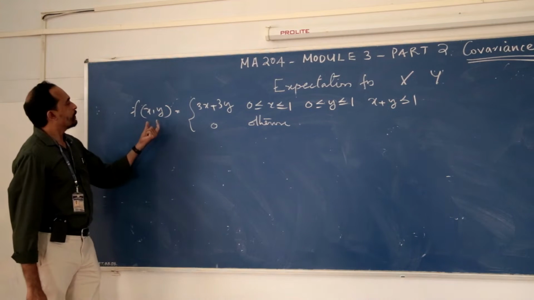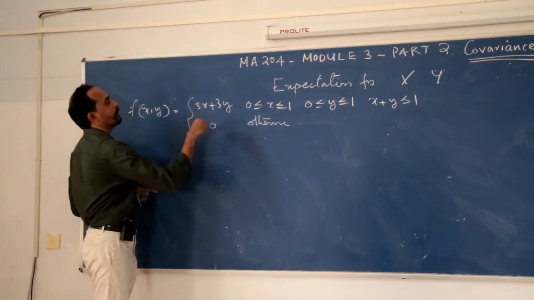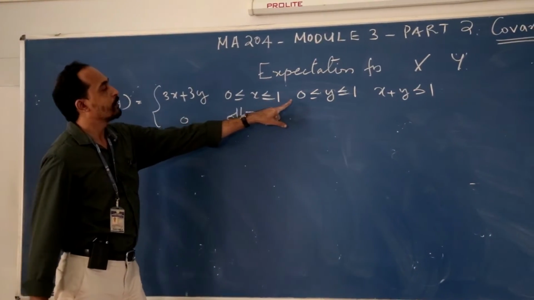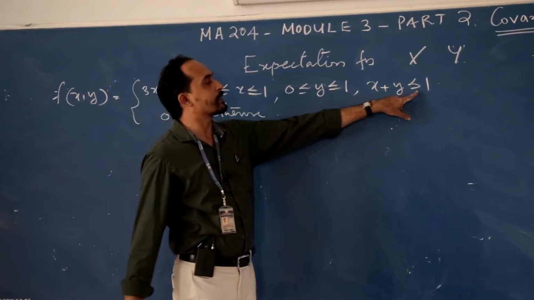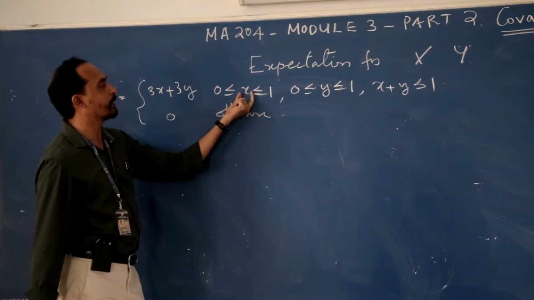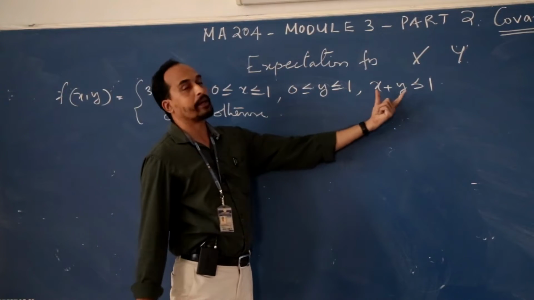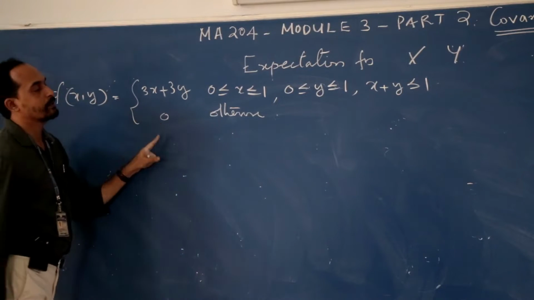Okay, now we are discussing a continuous case. F of xy is equal to 3x plus 3y, x varies from 0 to 1, y varies from 0 to 1. One more condition is there, x plus y is less than or equal to 1. In the previous case, there are only two conditions, condition for x, condition for y. One more condition is here, x plus y less than or equal to 1, and f is equal to 0 otherwise.